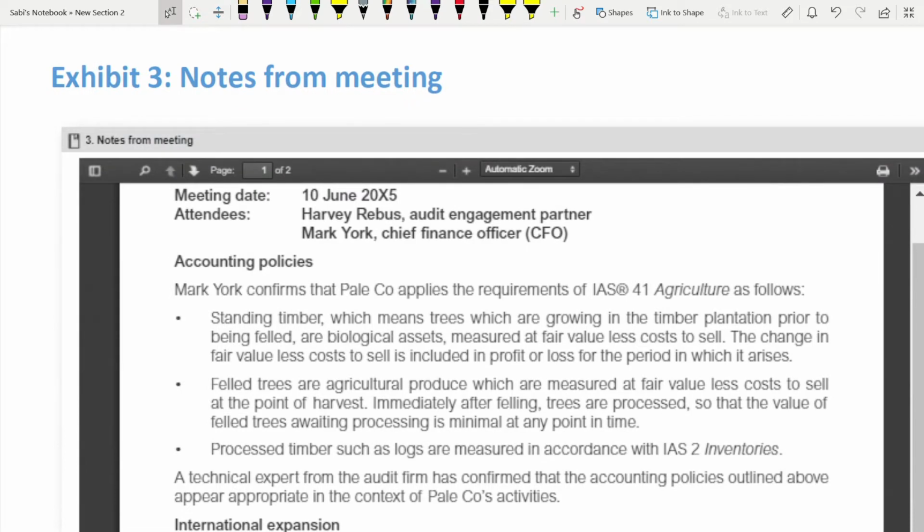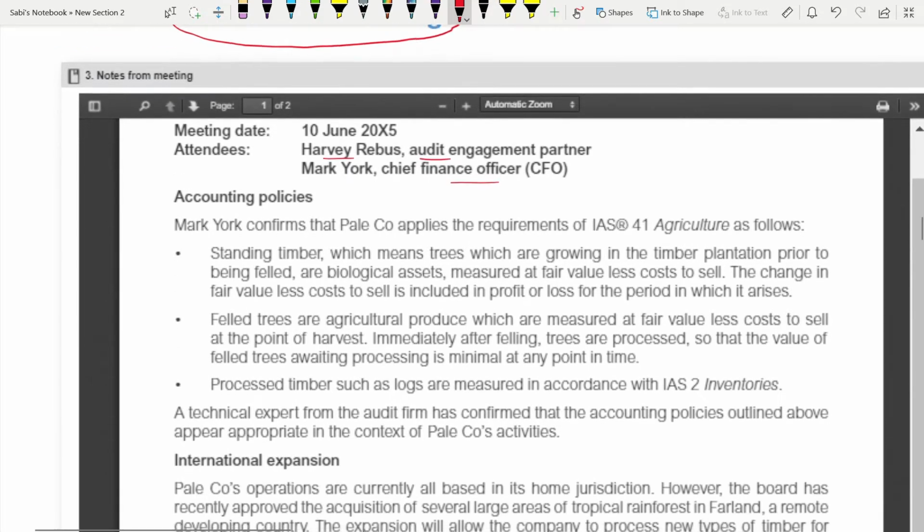Notes from meeting. Notes from meeting are a very important exhibit. You have to use it extensively, because here most of the issues are already discussed. Notes from meeting. Okay. So here, attended by the audit engagement partner and the CFO. Accounting policies.